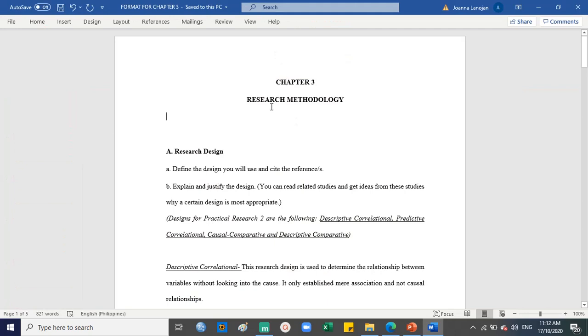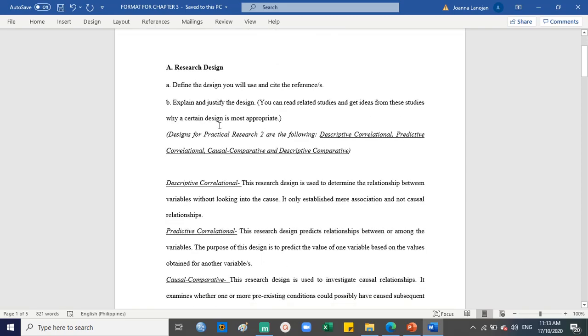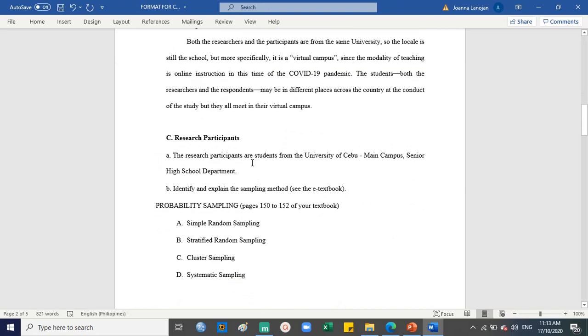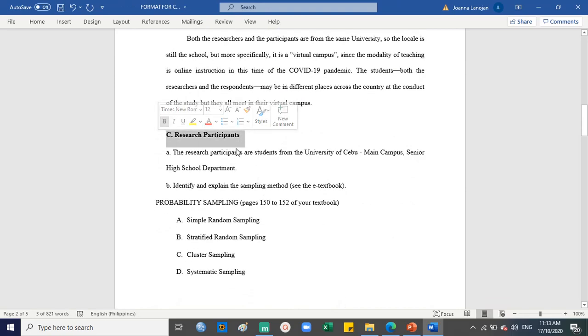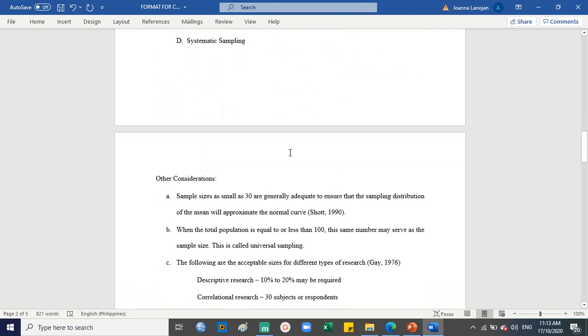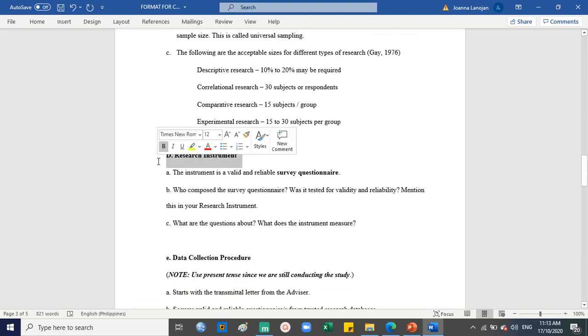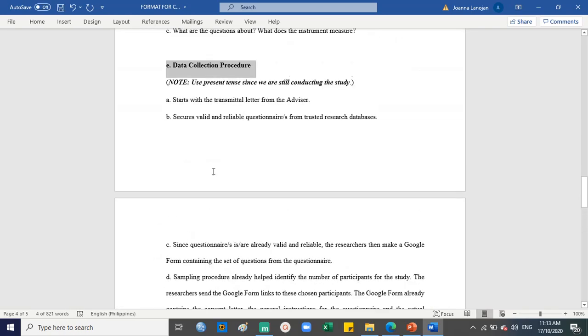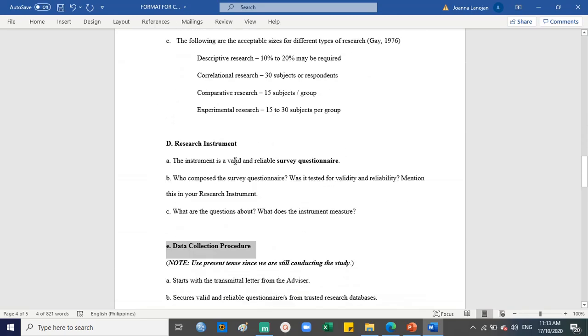And let's discuss chapter 3 now. It's good to note that for chapter 3, which is research methodology, the parts remain the same as the parts in Practical Research 1. In Practical Research 1, the first one is research design, followed by the research locale, research participants or research respondents. Okay, we do not use informants anymore. And then next is the research instrument, and then the data collection procedure and the data analysis procedure. All right.